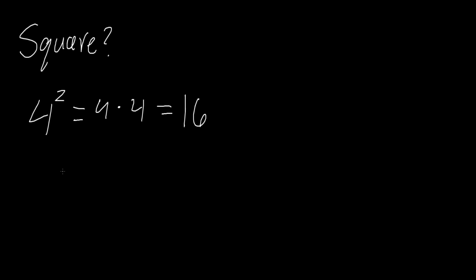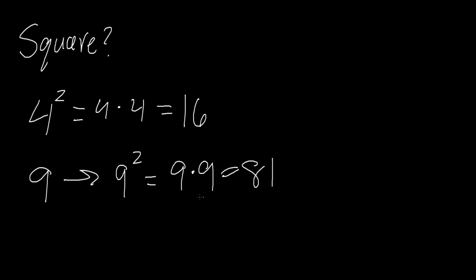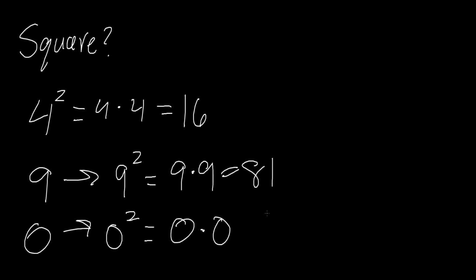Okay, so if we want to square 9, what does that mean? If we're going to square 9, that's the same thing as 9 squared, which is 9 times 9, which is equal to 81. Okay, so let's say I want to square the number 0. That's 0 squared, which is equal to 0 times 0, which is 0.